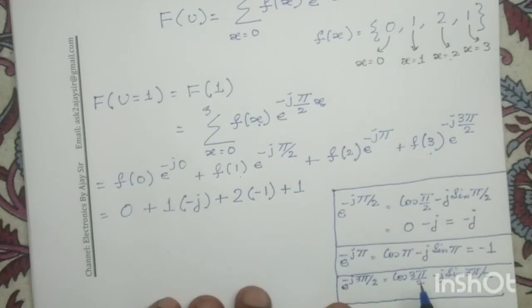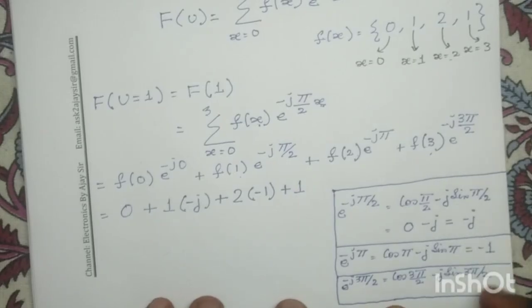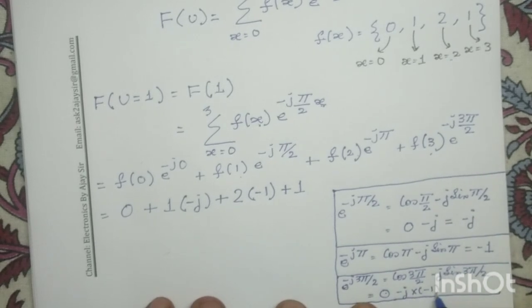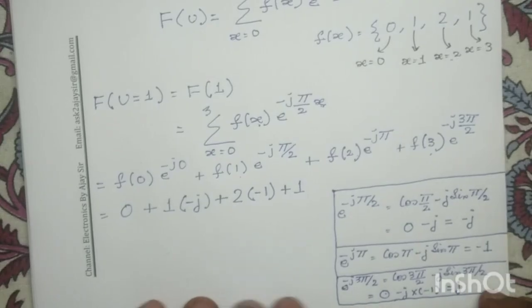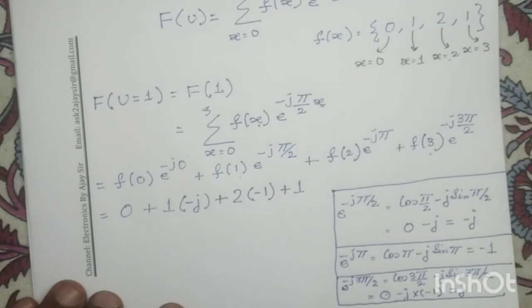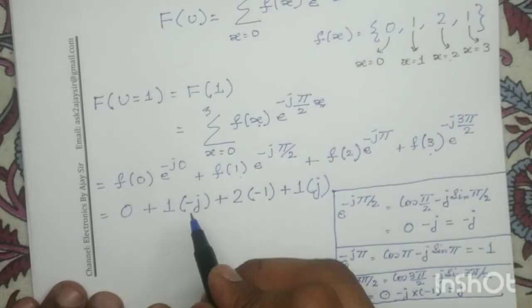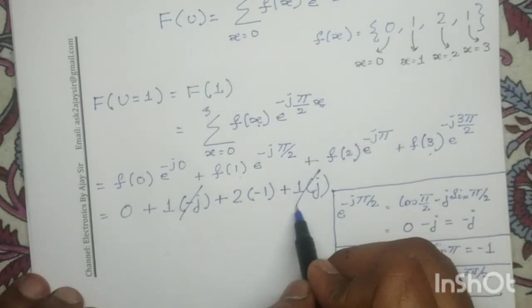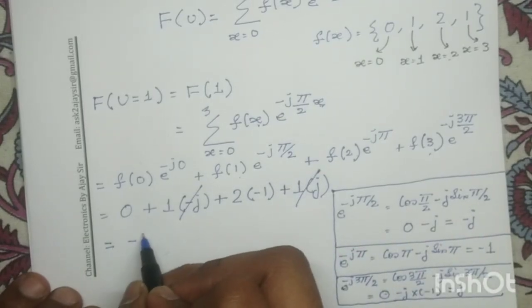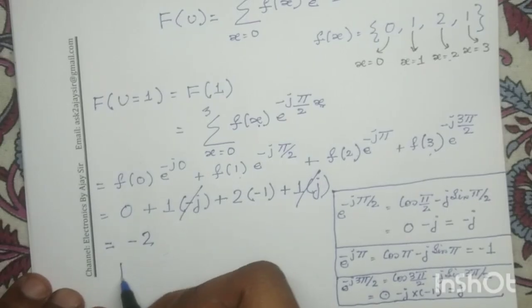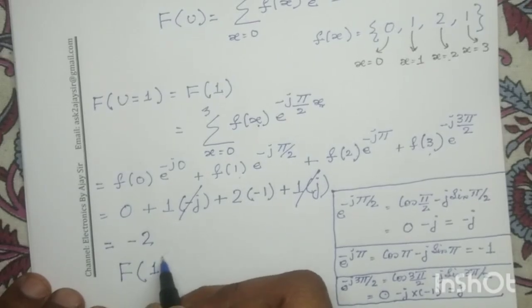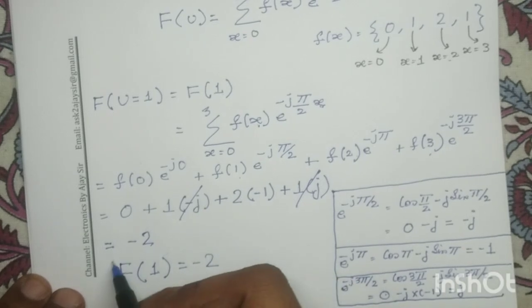We all know that cos 3π/2 is 0, whereas sin 3π/2 is minus 1. So it becomes 0 minus j multiplied with minus 1, which becomes j. So in place of e to the power minus j 3π/2, we will substitute the expression j. Now on simplification, this minus j and plus j will cancel out. So the result is minus 2. So we have obtained f of 1 is equal to minus 2.